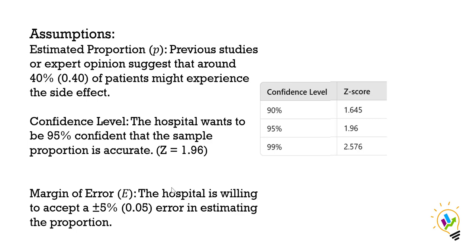Coming to confidence level, the hospital wants to have 95% confidence that the sample proportion is accurate. So confidence level is 95%, so we must take 1.96 as the z score. If it is 90%, 1.645. If it is 99%, 2.576. So in this case, since we have assumed a 95% confidence level, we are taking the z score as 1.96.